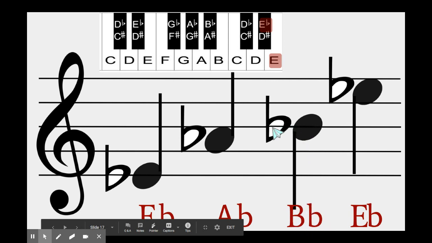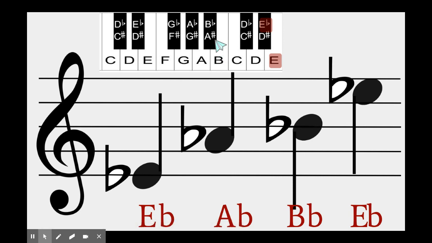So if we have a flat here, this is not a B, it is a B flat. Because as we saw on the keyboard, they are in completely different places. So be careful when answering the questions for the next assignment in Google Classroom.